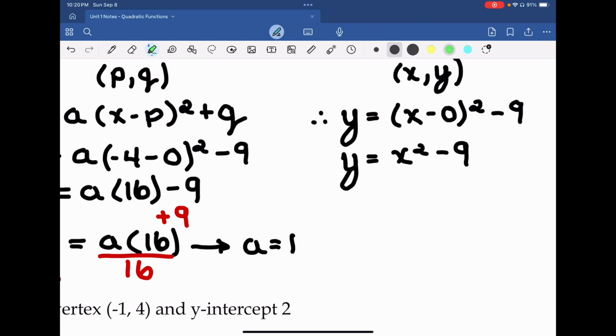So in fact, when we look at this overall, there's not much happening to the original function. The only thing that happens to the original function is we're just lowering all the y values by 9, or we're doing a vertical translation by 9 units downwards.